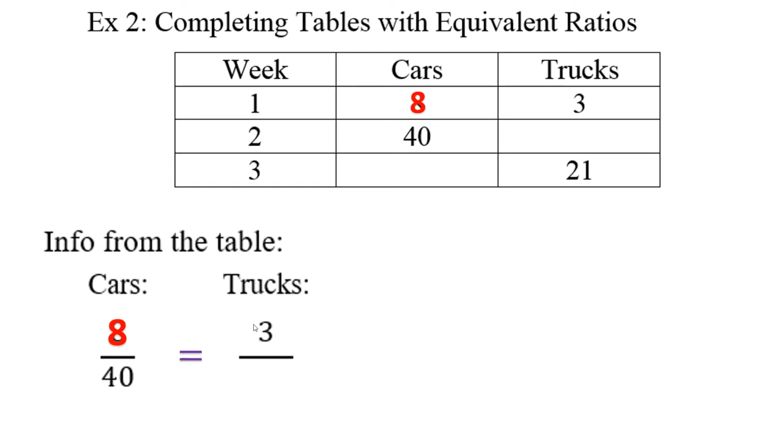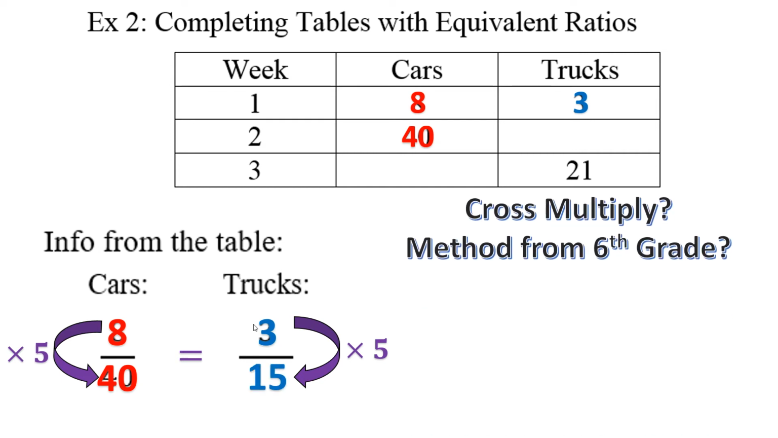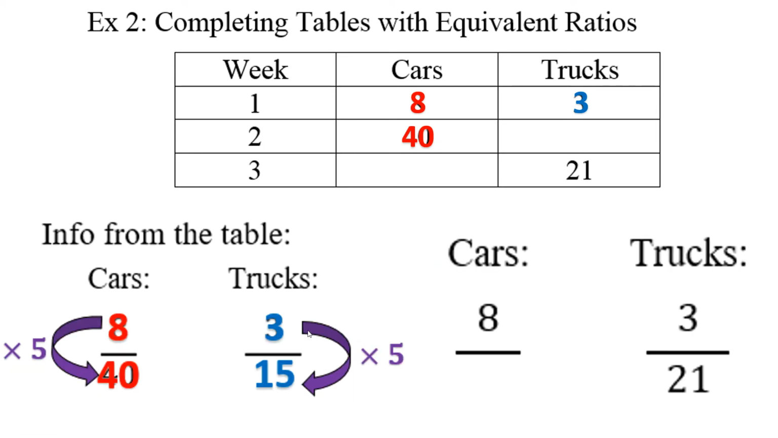So we look at what's the relationship between 8 and 40. The times 5, common multiple, so 3 times 5 is 15. You could also use the cross multiply method that you might have learned in 6th grade, where you multiply across and then you multiply across. If you have questions, you can ask me in class.